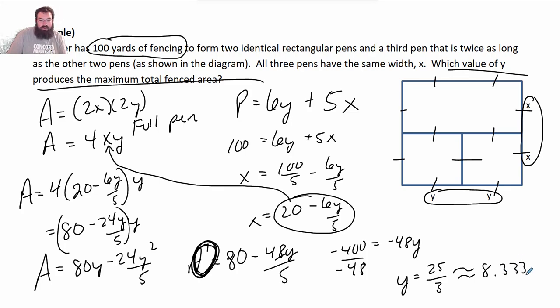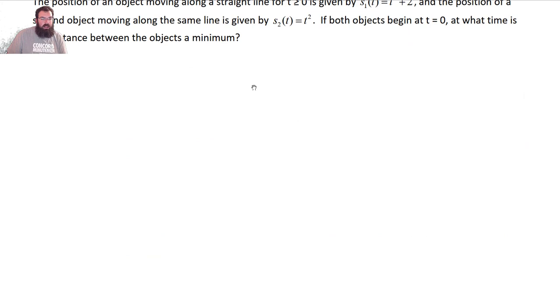We always go 3 decimals, right? Yards, YDS. Okay, that's the value of y. Now you could very easily find the value of x, but it doesn't want you to, so just stop there. Why go further?